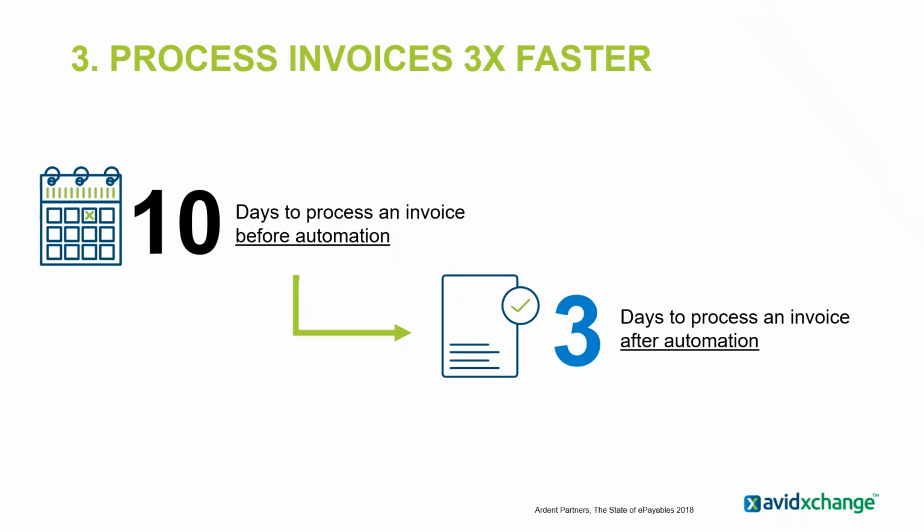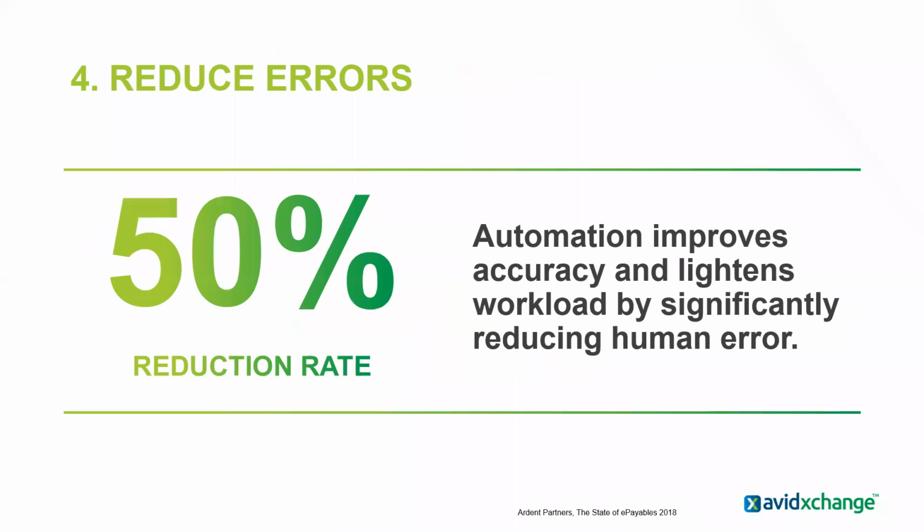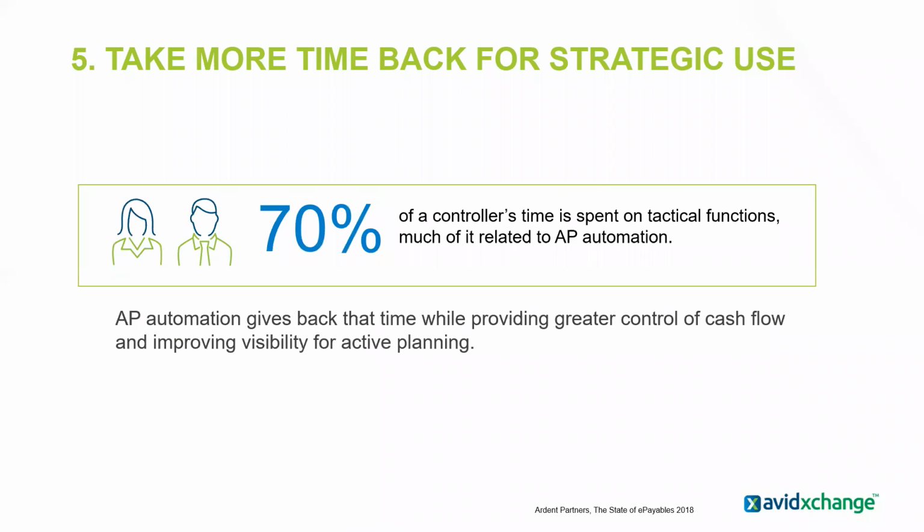So what's that save you? Saves you about 7 days out of 10 to process an invoice. It reduces the error rate by 50%, which is very costly. And research has shown that it'll save 70% of the controller's time spent on manual tactical functions, which they now can get back to providing cash flow and improving visibility and more important things to the business.